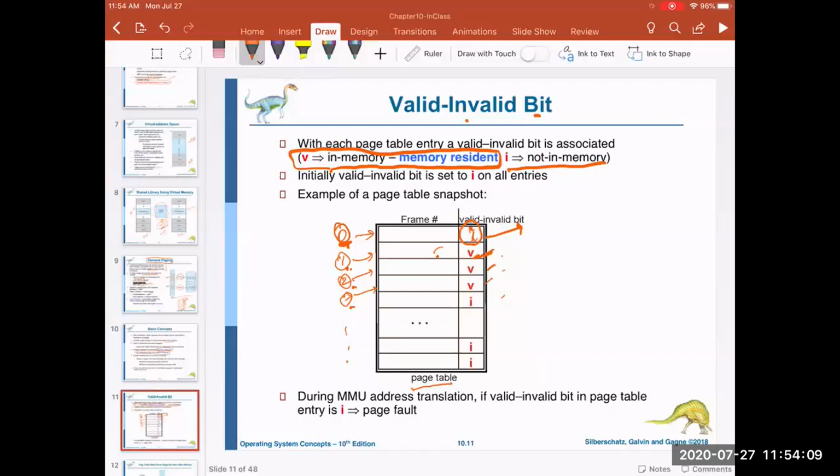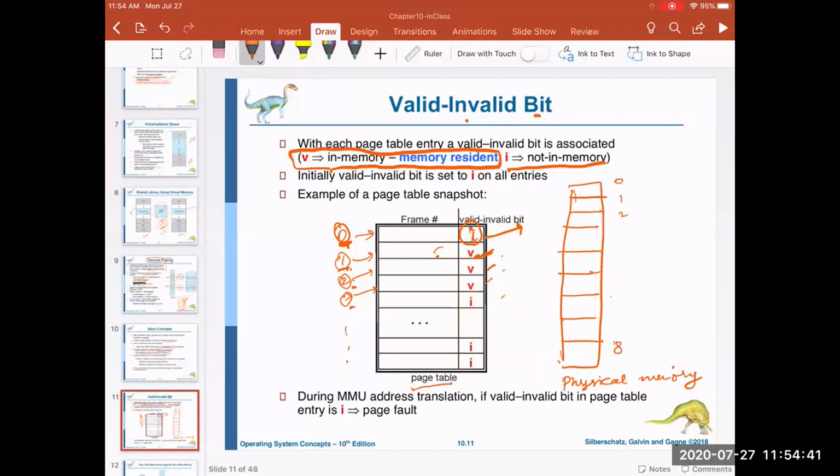Memory resident means this is our physical memory, and these are all frames. I talk about page number 1. Let us suppose the frames are numbered 1, 2, 3, and so on up to 8, and page number 1 is located at frame 8. So V means that the page is in the physical memory. Let us suppose we say I here. This means the page is not inside the physical memory.